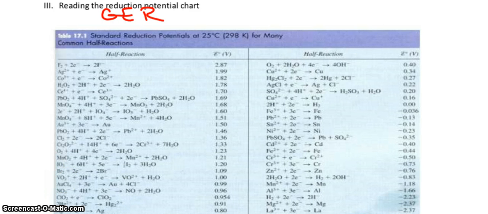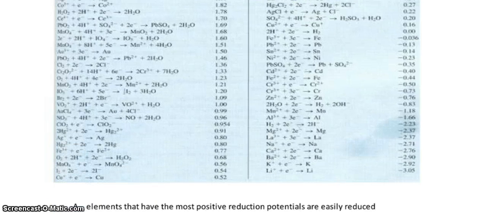Now, does everything get reduced? The answer is no. In any kind of electrochemical cell, something has to be reduced, and something has to be oxidized. But these are always written in reduction form. So how do we do this? Well, let's see what it says down here.